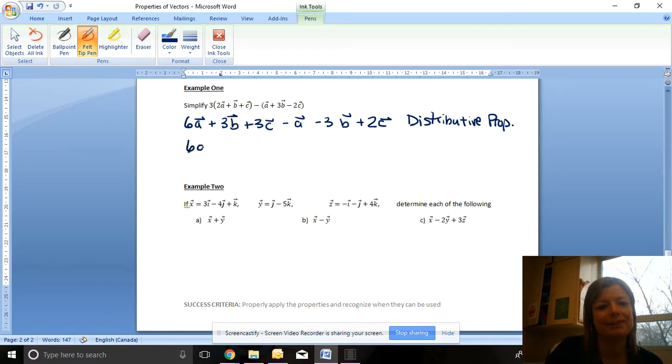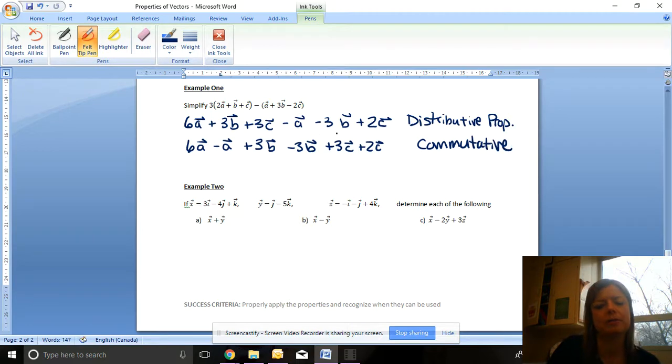Okay, so now we're going to put like terms next to each other. Again, we haven't done this for a while. Probably, you're just used to collecting like terms, but technically you put like terms next to each other first. So this is the commutative property because we are moving them around in whatever order we want to. So we are commuting them around. It's like they're commuting to work.